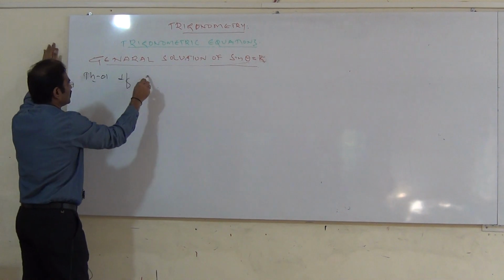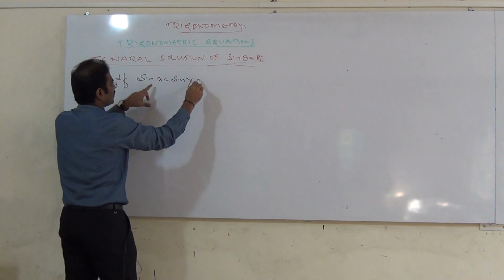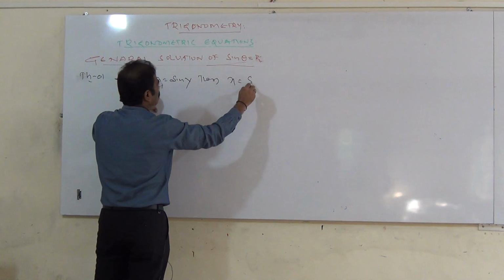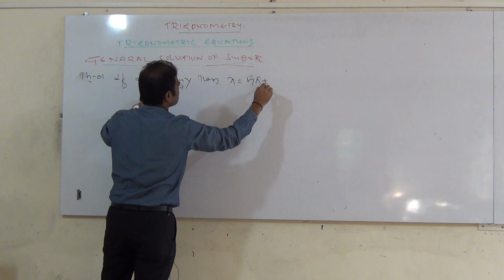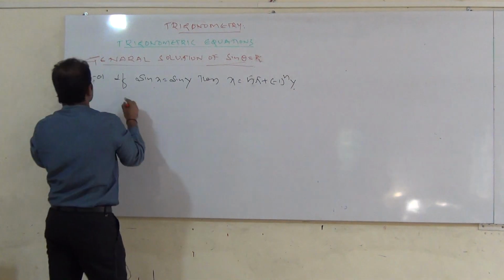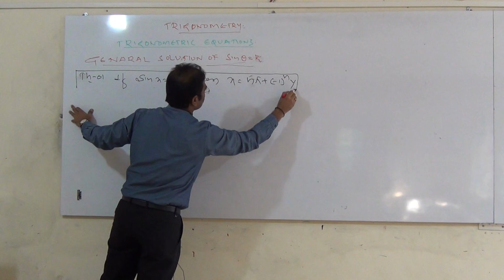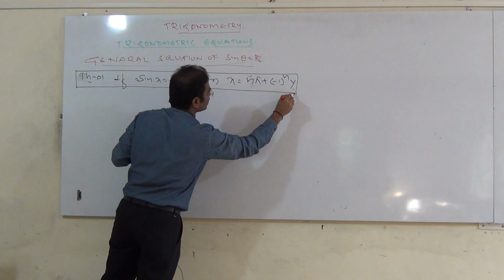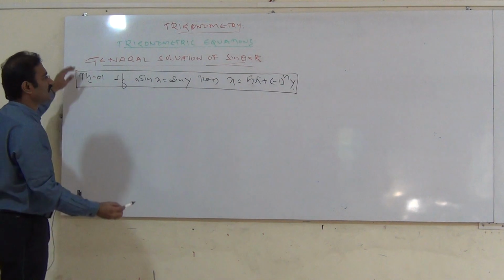If sin x is equal to sin y, then x is equal to n pi plus minus 1 raised to n y. This is the first theorem. If sin x is equal to sin y, then x is equal to n pi plus minus 1 raised to n alpha. Okay.